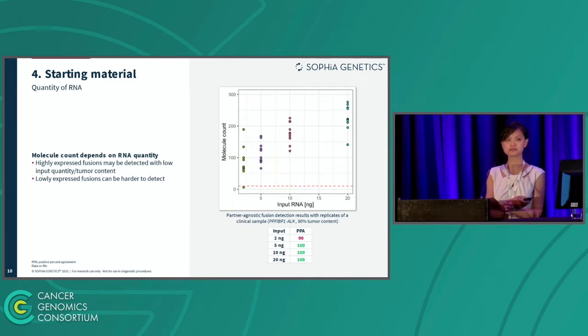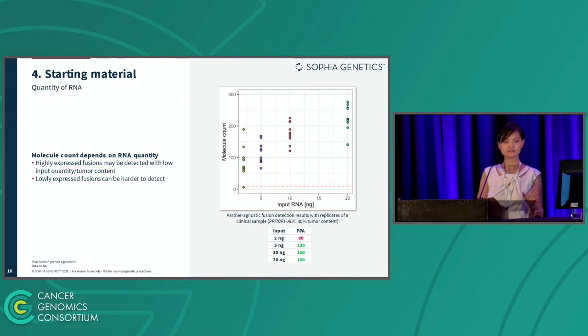So the molecule count, of course, depends on your RNA quantity. FFPE samples and solid tumor samples are notoriously difficult to extract RNA from. This graph on the right here is demonstrating our ability to detect a partner-agnostic fusion in a clinical sample with relatively low tumor content, 30%. The table would indicate that we have a sensitivity of about 100% still at 5 nanograms of input RNA. So look for an assay with a low input requirement.